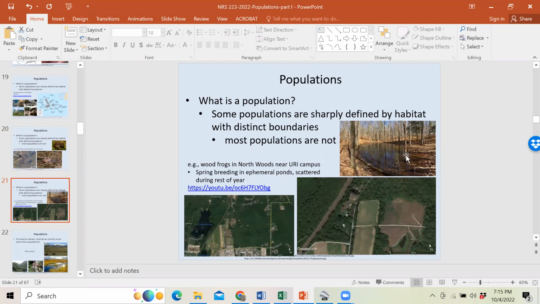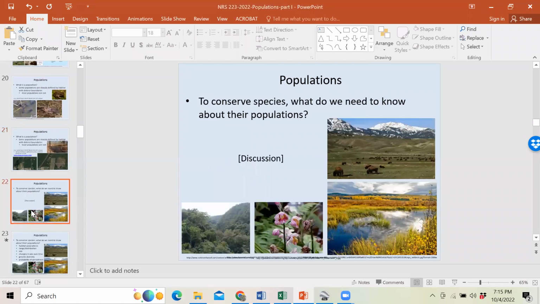This is an example of one of those ephemeral ponds here. A pond like this right here will be totally dry during the summer and fall. So that's just in general the question of what populations are.